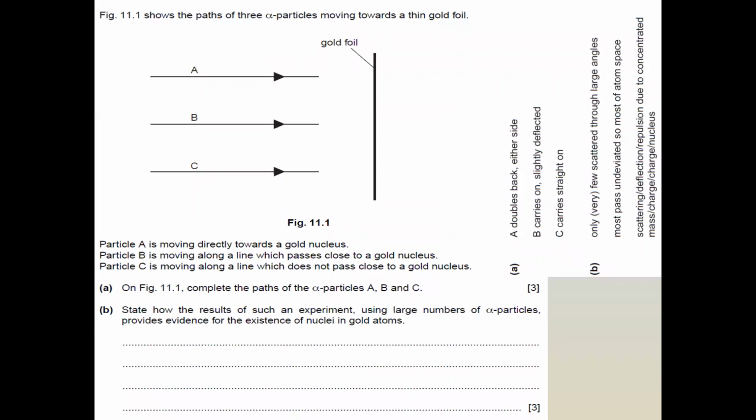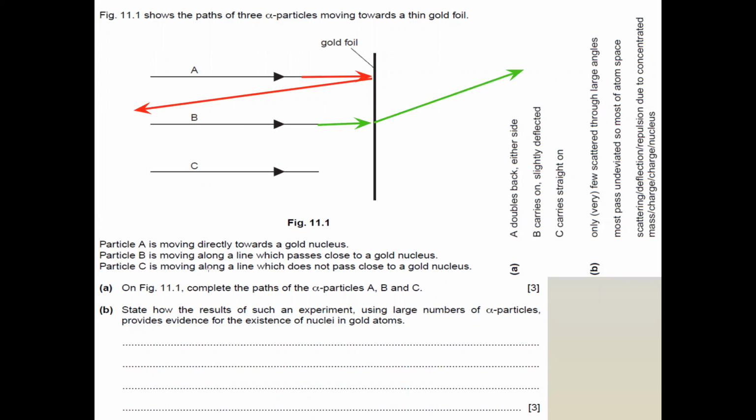Then another one: figure 11.1 shows the paths of three alpha particles which are moving towards the gold foil. Particle A is moving directly towards, so basically it is hitting the gold nucleus. If particle A is hitting the gold nucleus, what will happen? It will bounce back. Particle B is moving along a line which is close to the gold nucleus. If it is passing closer to the gold nucleus, it will deviate. You can show a deviation up or a deviation down. Both ways are correct.